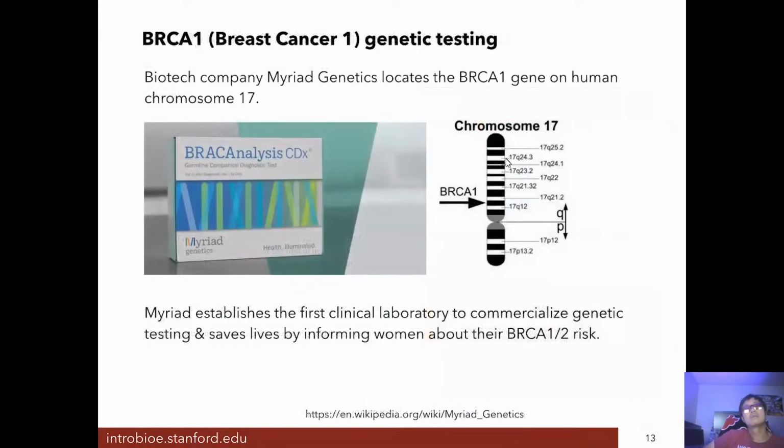BRCA1 has some interesting history beyond just Angelina Jolie. A biotech company called Myriad Genetics first located the BRCA1 gene on the human genome, on human chromosome number 17, in the late 1990s. They actually established the first clinical lab to commercialize genetic testing. So they established the first genetic test that you could get prescribed by your doctor, and they saved countless lives by informing women about their BRCA1 risk.